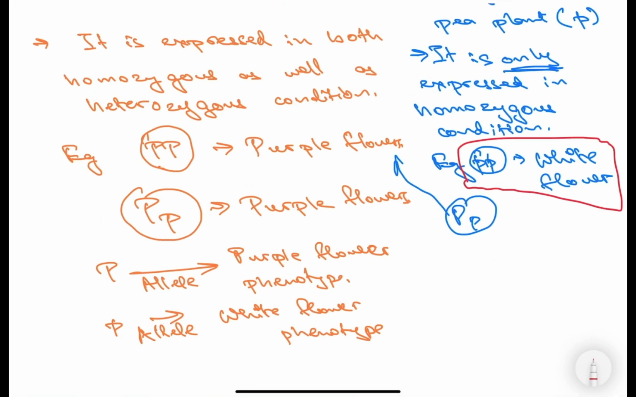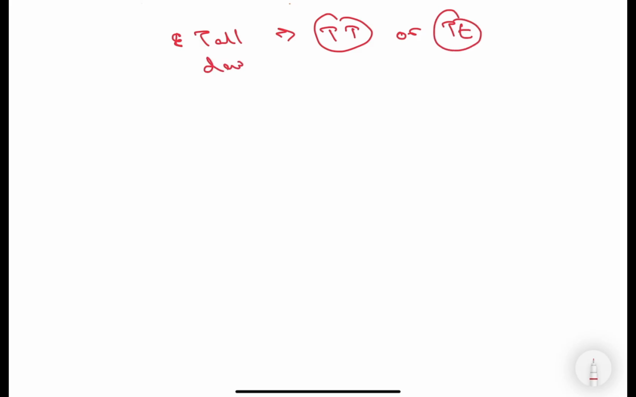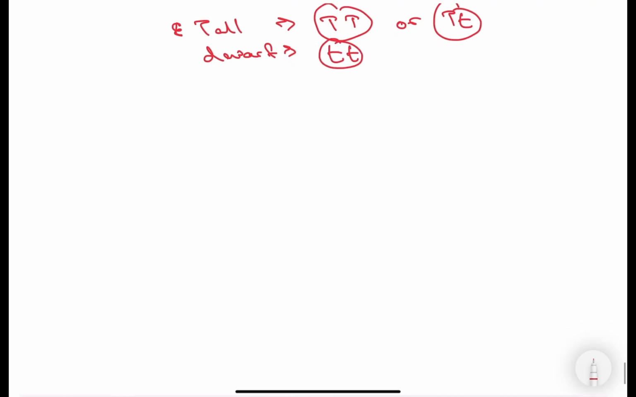One more thing you must keep in mind is that alleles should always be written in pairs. To refer to the genotype, you should always write a pair. For tall you can write TT or Tt, and for dwarf it will be small t small t. This should always be written in pairs.